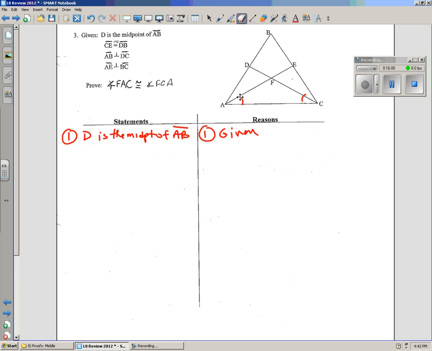I shouldn't mark these in here, but that's what we're trying to prove. Now, the plan: there are lots and lots of triangles here that could possibly be proven congruent. So what we have to do is see where the givens lead us. If D is the midpoint of AB, so far what I know from that, and this is why you do this step by step, is that AD would be congruent to DB.